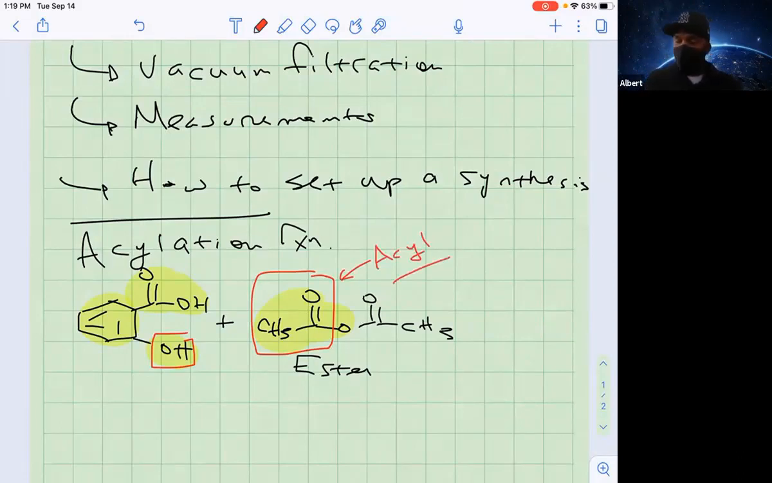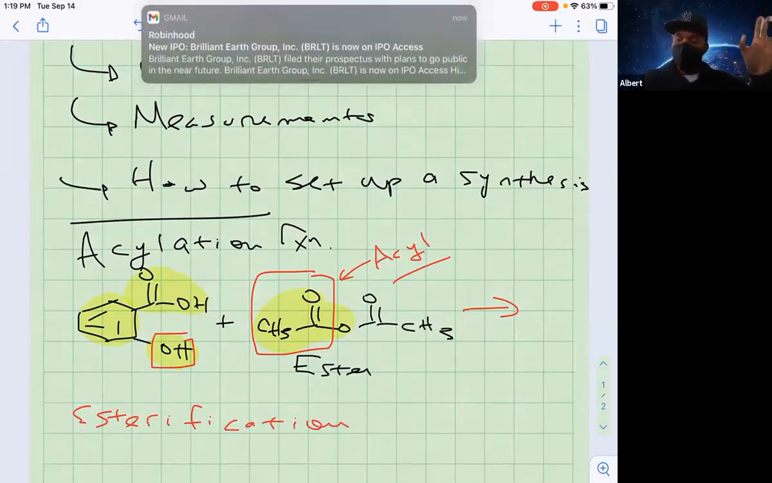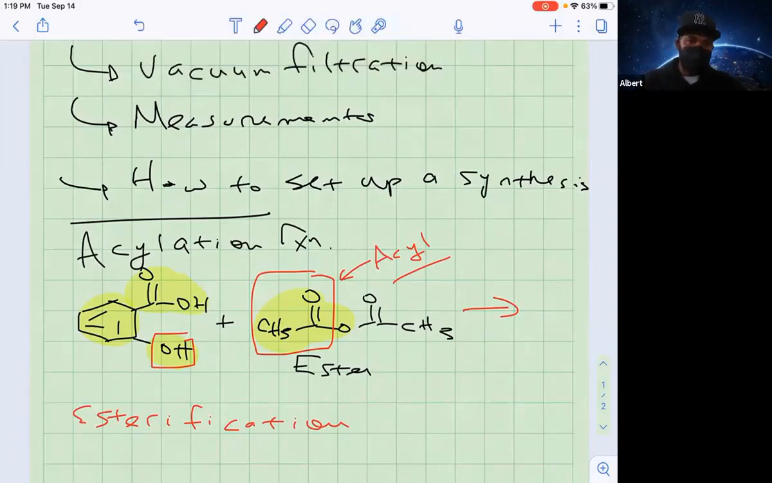The overall reaction, the acylation reaction, is a type of esterification, or synthesis of an ester. That's what we're doing. So aspirin itself is a type of ester. It's got multiple functional groups. One of them is the carboxylic acid. The other is going to be an ester.